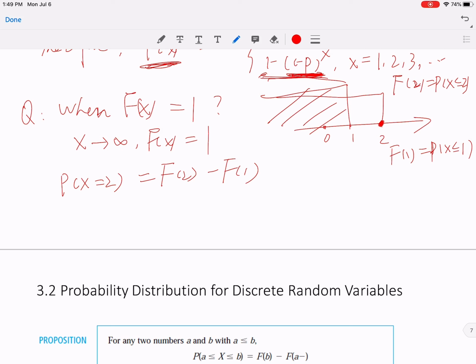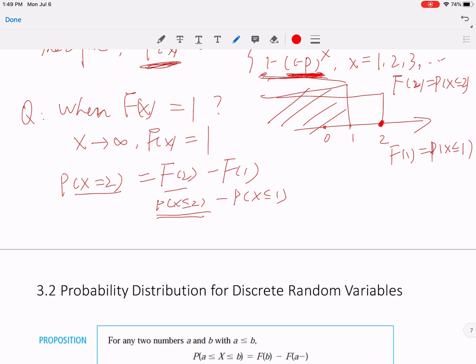Does it make sense? I wish it makes sense. Because F of 2 will give us the probability that x is less than or equal to 2. And this is the probability of x is less than or equal to 1. Because we're looking for the probability of the single point x is equal to 2, we don't want the probability x is less than or equal to 2. But that's the only thing we can find with the given CDF here.